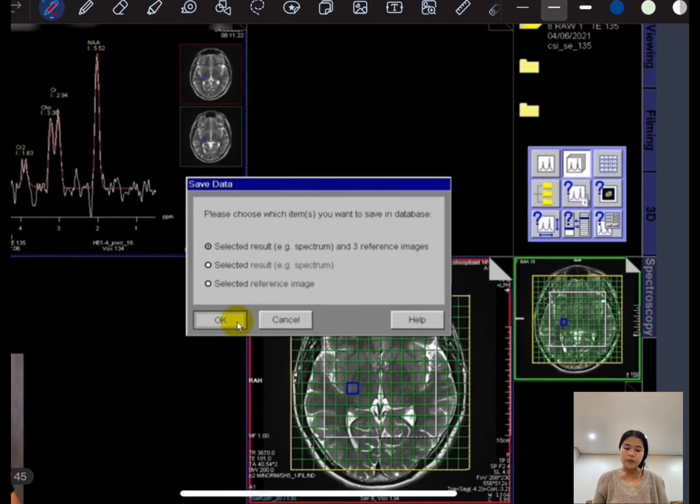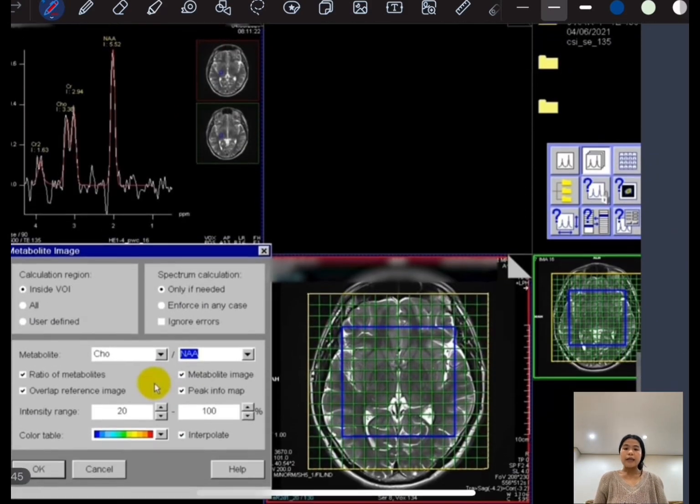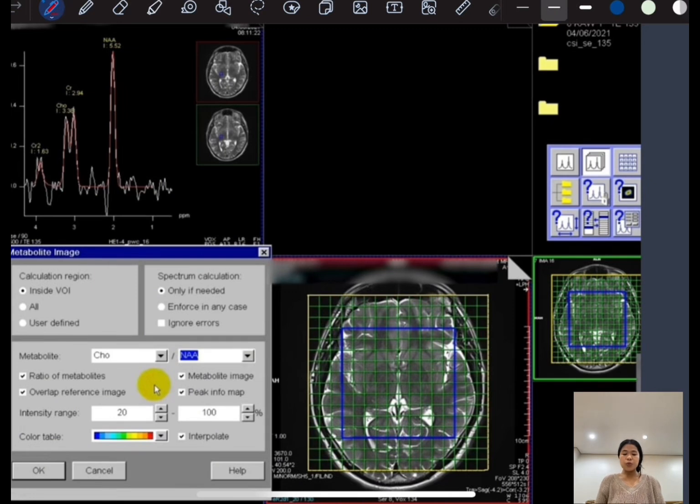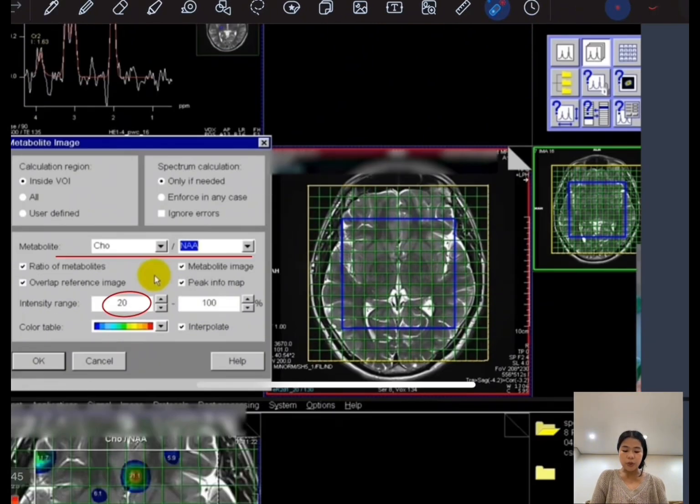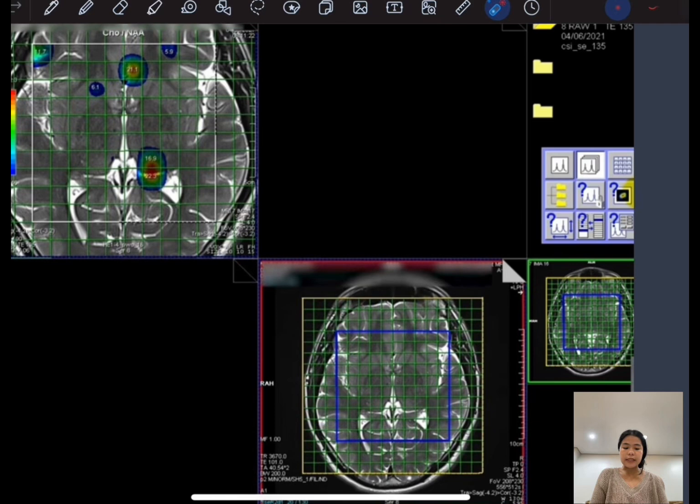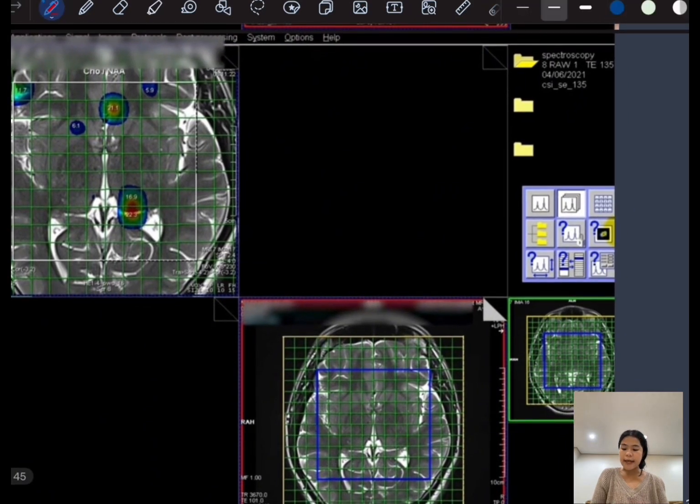After acquiring, we can now save the acquired dataset. And when we are viewing a spectrogram, we can also choose to show specific metabolites as well as the selected intensity. Specifically, when we select a specific intensity range, only those in range can be shown. For example, in this slide, we have selected a 20 to 100% range and the metabolites are the choline and the NAA.